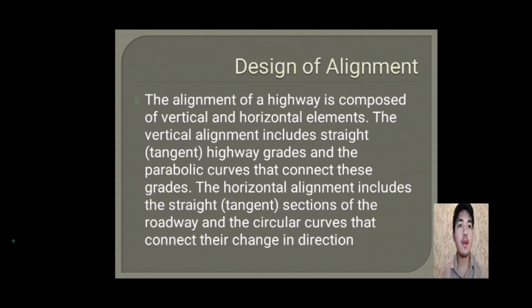The alignment of a highway is composed of vertical and horizontal elements. The vertical alignment includes straight tangent highway grades and the parabolic curves that connect these grades. The horizontal alignment includes the straight tangent sections of the roadway and the circular curves that connect their change in direction. The design of the alignment depends primarily on the design speed selected for the highway.